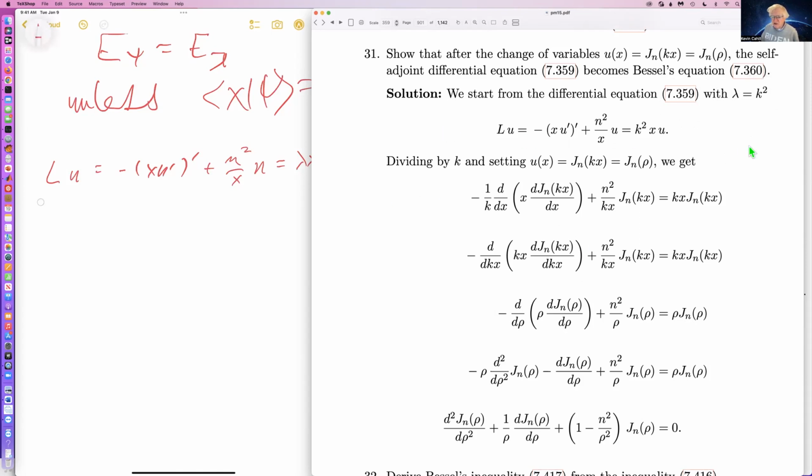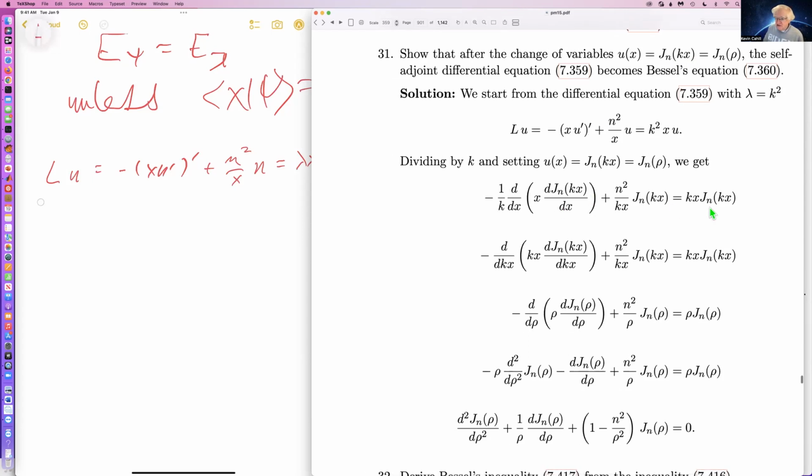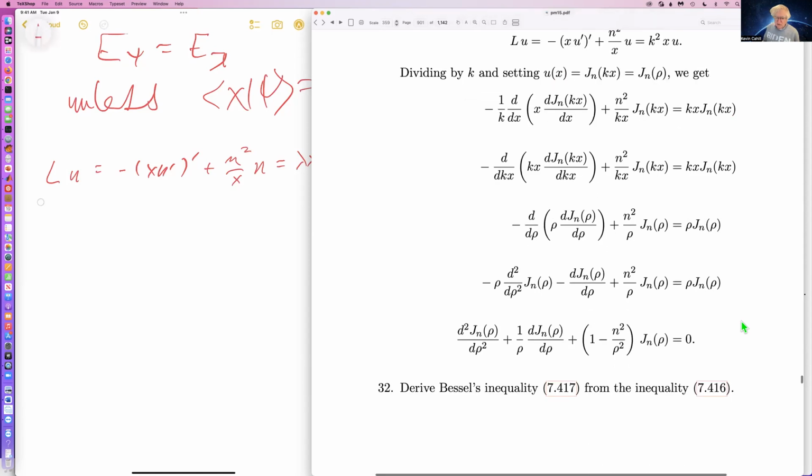So we start out with Bessel's equation, but we're writing u as J_n of kx rather than J_n of x. And so we have this expression here. Then we divide by k to make everything look the same. And then here we can multiply by k, divide by k, so we get kx's everywhere. Over here, we've divided the whole thing by k, so we have a kx there, and then a k squared goes down to a kx. So now you see if you replace kx by rho, you get exactly Bessel's equation.